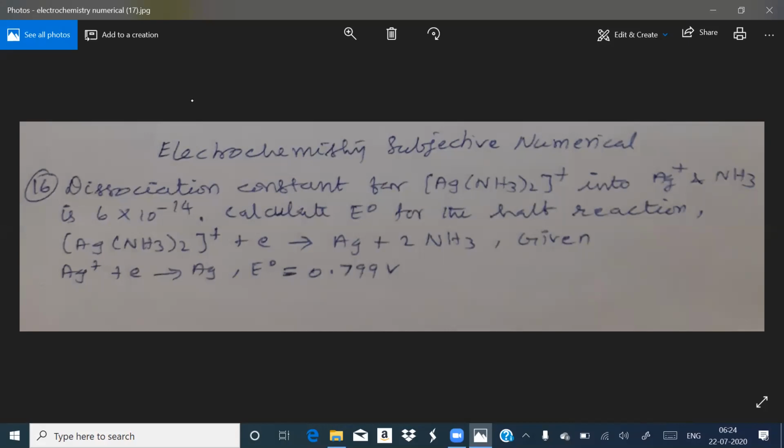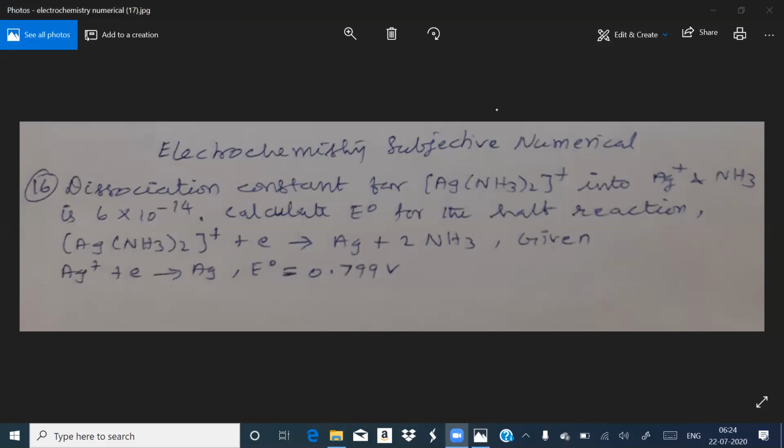First, what is dissociation? Which undergoes dissociation? Complex undergoes dissociation. In this complex, what is there? Central metal is there. Central metal is Ag plus. Ligand, neutral ligand, which is NH3. This complex undergoing dissociation to give what? One is central metal Ag plus, another one is ligand NH3. So this complex on dissociation gives central metal ion and ligand. Between these two, equilibrium is possible.